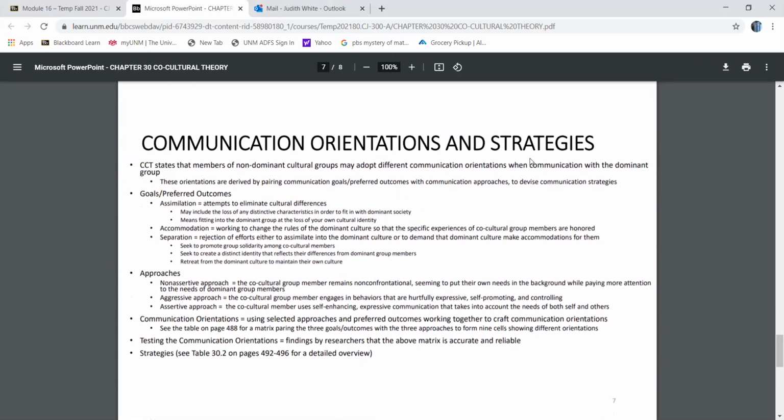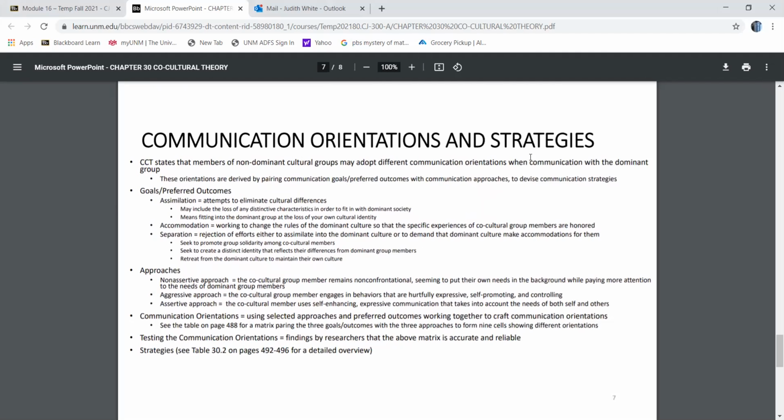Then, sorry about the teeny tiny print. I wanted to get it on one slide. It talks about the goals. We mentioned those before. The marginalized groups usually have one of three goals. They may want to assimilate. In other words, they want to minimize their cultural differences and become more like the dominant culture.